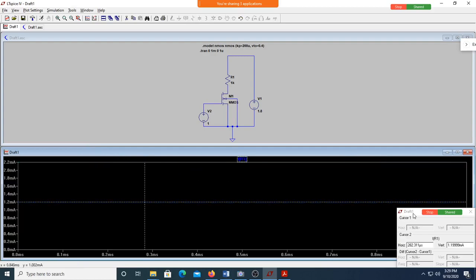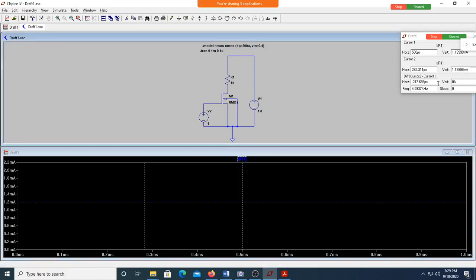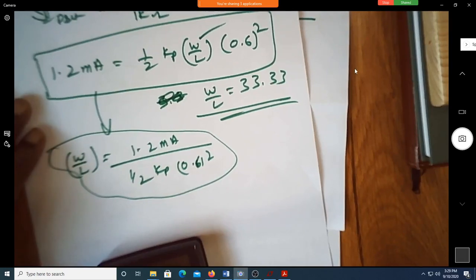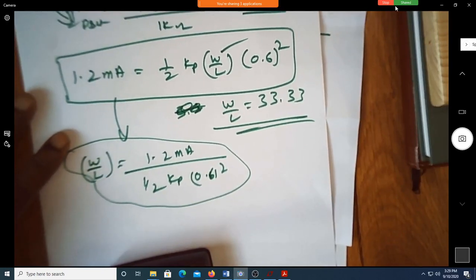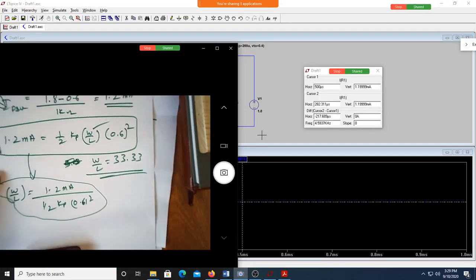Can you see the current is 1.199, almost close to 1.2 milliampere? Can you see here, 1.19? You have to be responsive. Can you see it is 1.2 and there it is almost 1.19. They're the same, no? Correct?